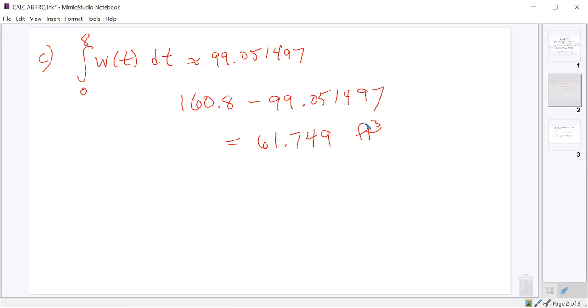Good or no? Any issues or questions on that one? That was worth 2 points, 1 point if you set up with the integral, and 1 point for this final answer. And then part D.